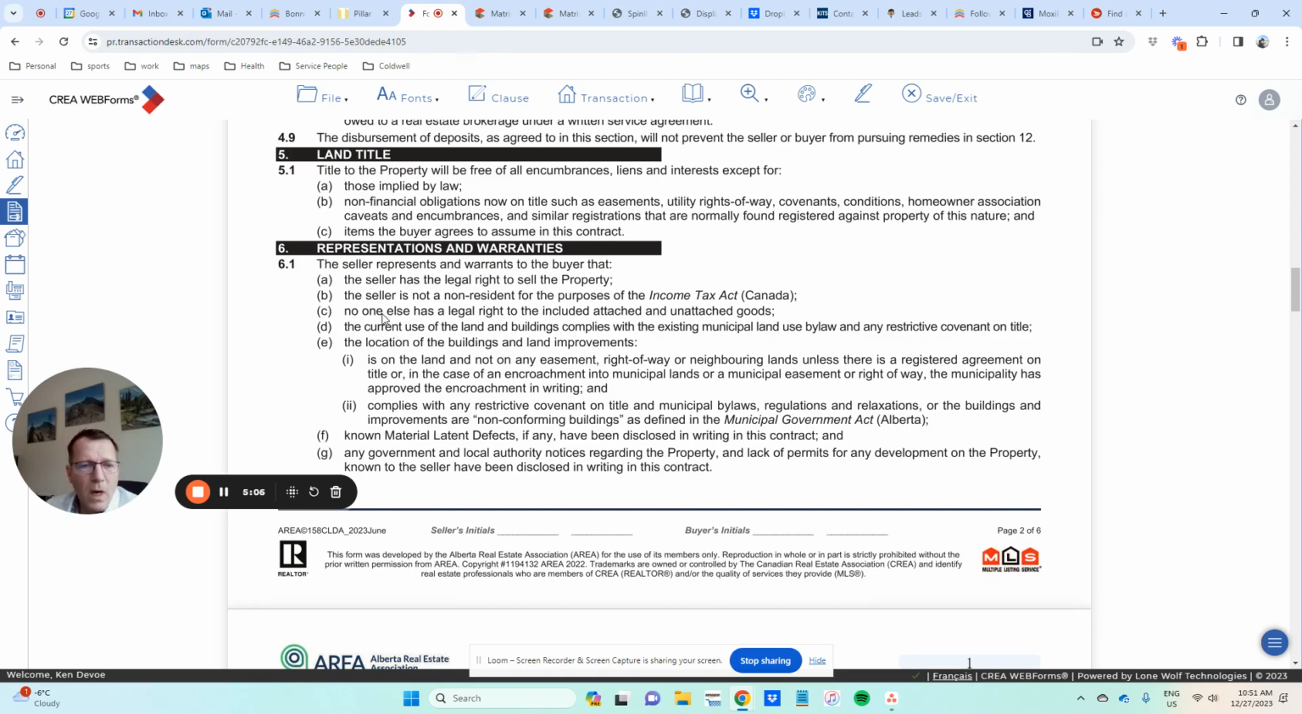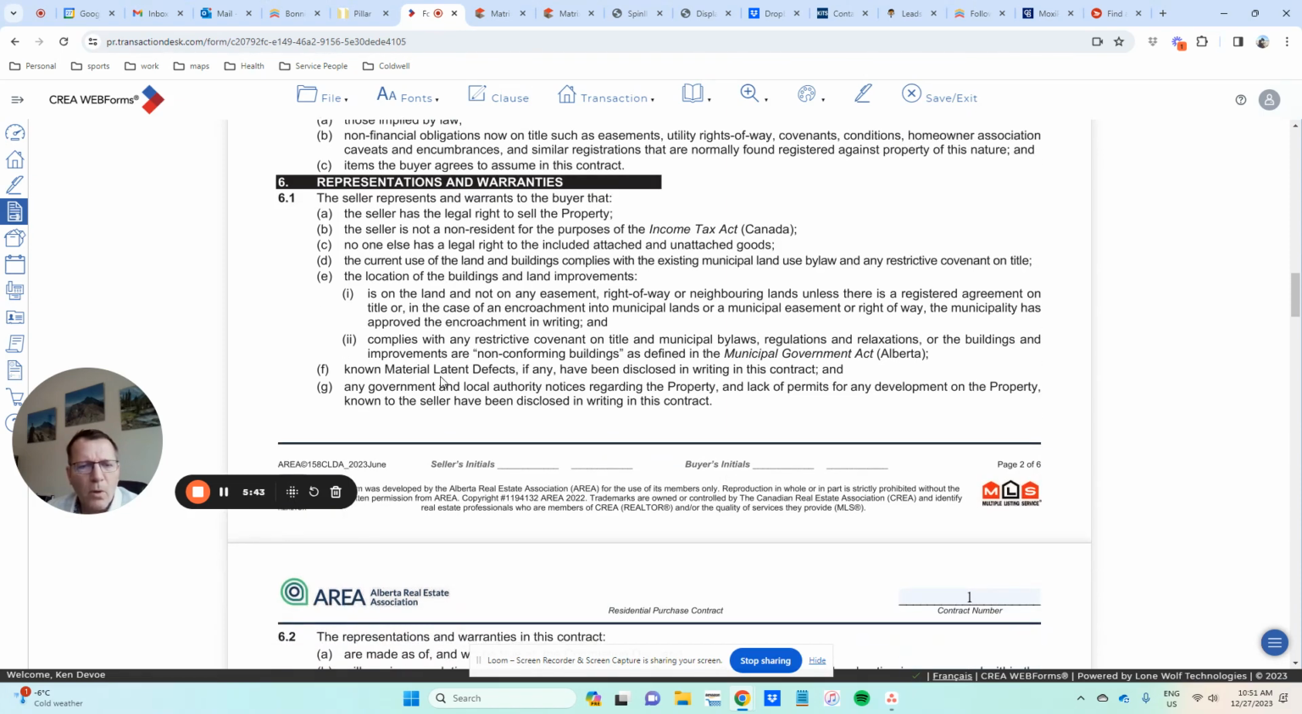Representations and warranties. This is where the seller gives you a little bit of information that they own the property. They are non-residents for the purpose of the income tax, just meaning that they are Canadian citizens paying income tax here in Canada. No one else has any legal right to anything on the property, so they don't owe a furniture store money for the fridge, stove, that kind of thing. And there's no encroachments, things like that. There's nothing up against this house that we have to worry about.